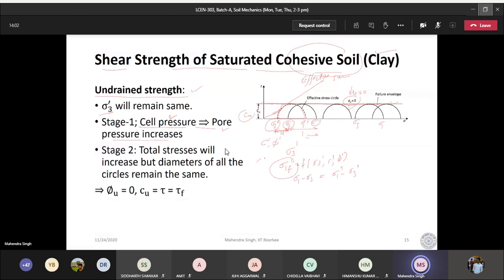And that will be equal to the shear strength. Tau is equal to c plus sigma tan phi. This I had discussed earlier also. So phi is equal to 0, tau will be equal to Cu.